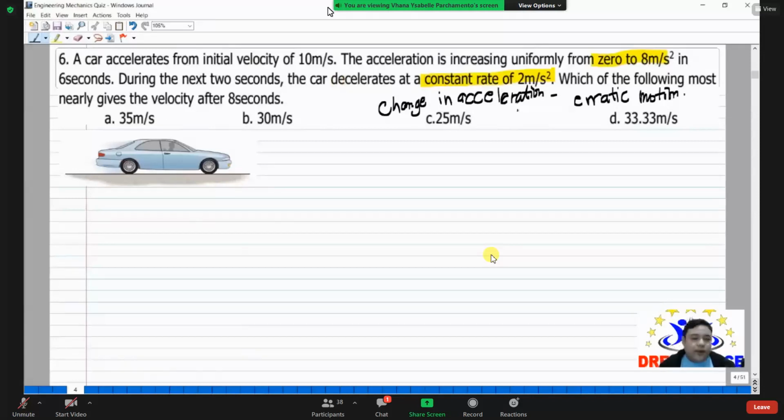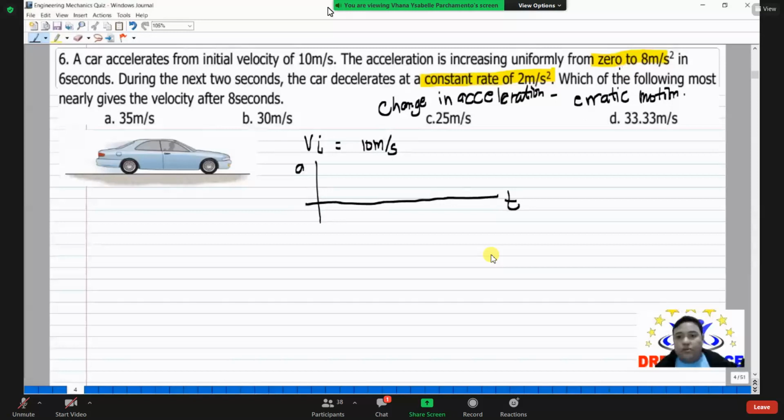Ngayon, drawing natin siya. So we have initial velocity VI, so that is equal to 10 meters per second. Okay? So drawing natin yung AT curve. Ayan. So accelerates from initial velocity, ibig sabihin, constant yung ating initial velocity at time t equal to 0. Ngayon, mag-increase na siya uniformly from time t equal to 0 going to 8 meters per second in 6 seconds.